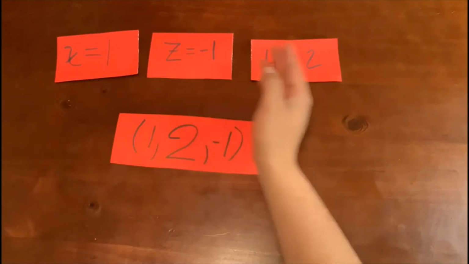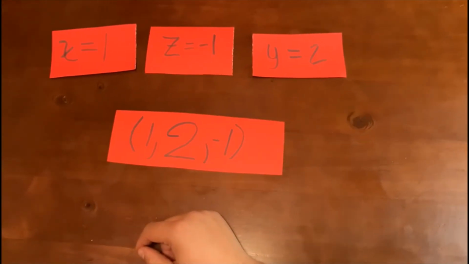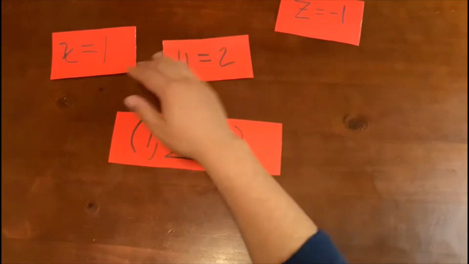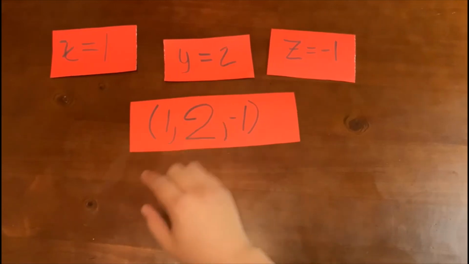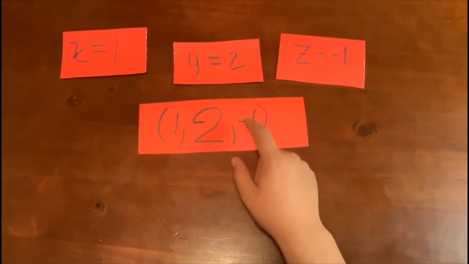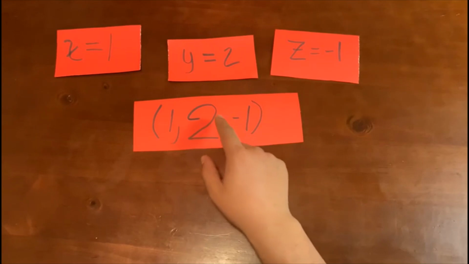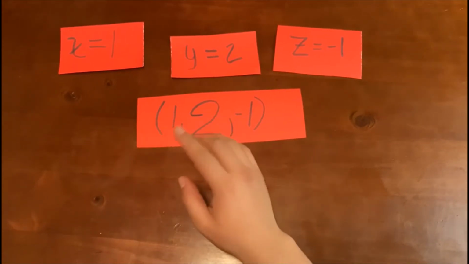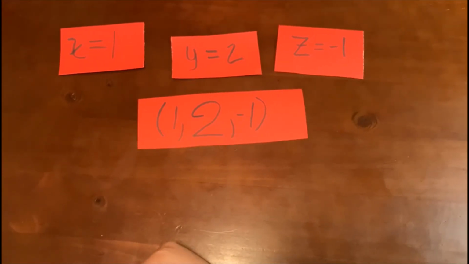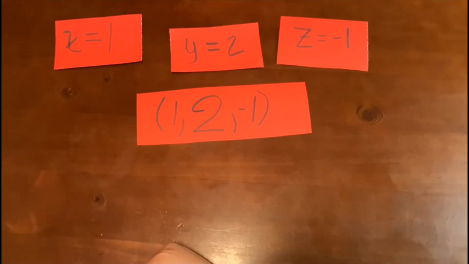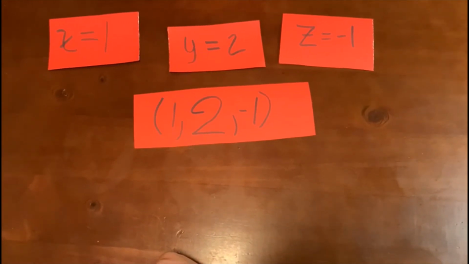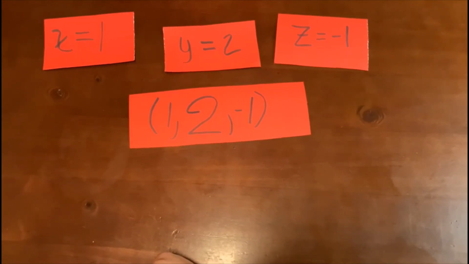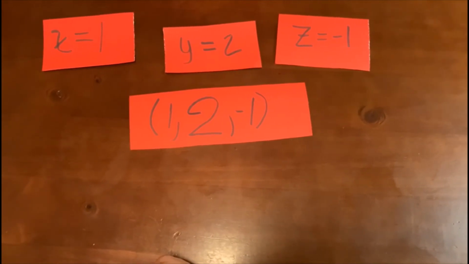Now we have our 3 values, so we can set them up in x, y, and z order. So it's gonna be 1, 2, negative 1, and this will be our answer of our system of equations solving for 3 variables. I hope I taught you something about working with systems of equations, and that you can now work systems of equations using the method of elimination.